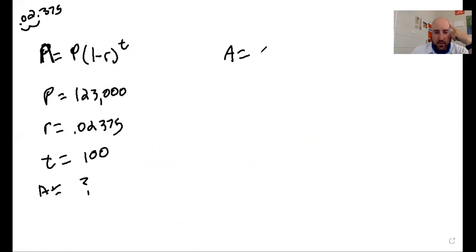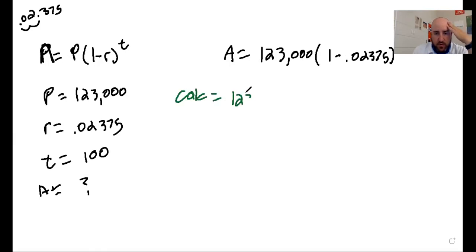All right, A equals 123,000, parentheses 1 minus 0.02375 to the 100th power. I need to see the setup. And then again, whichever way you're going to punch in your calculator. So again, I'll show both. So for your iPhone, or your scientific calculator, excuse me, 1 minus 0.02375 caret 100 equals.